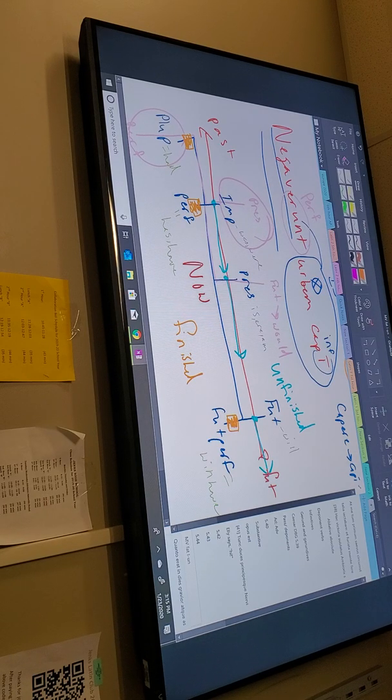I don't know how else to explain it. It is a timeline. It is when things are happening. And in Latin, that also adds a little bit more information about is it still happening or is it done?